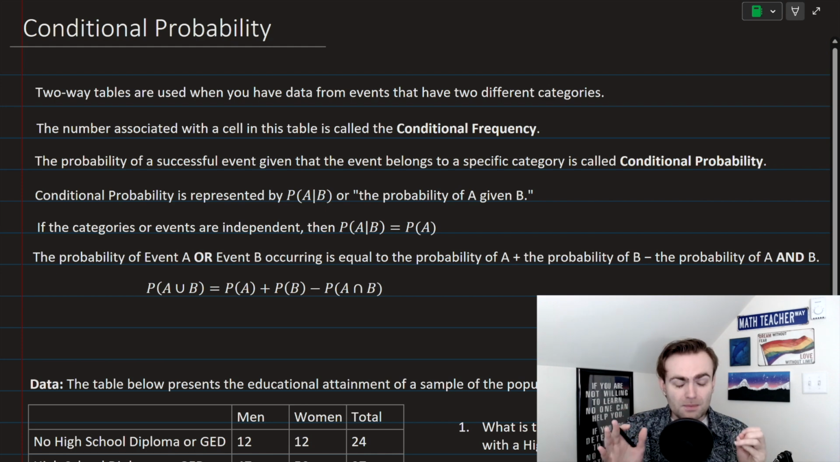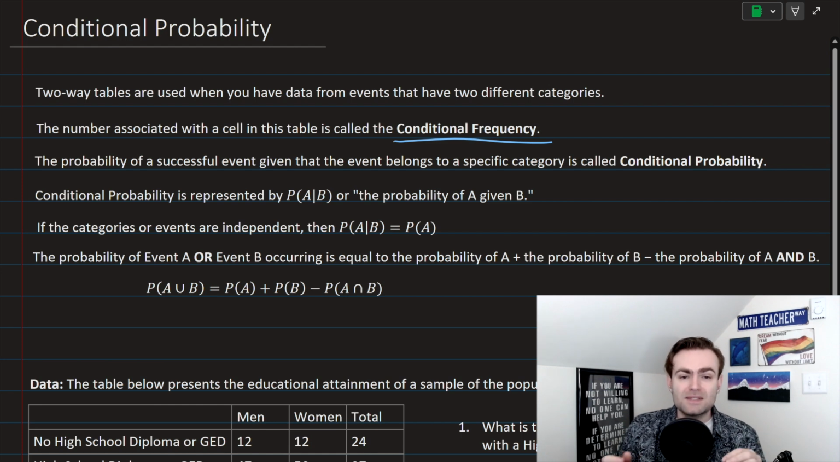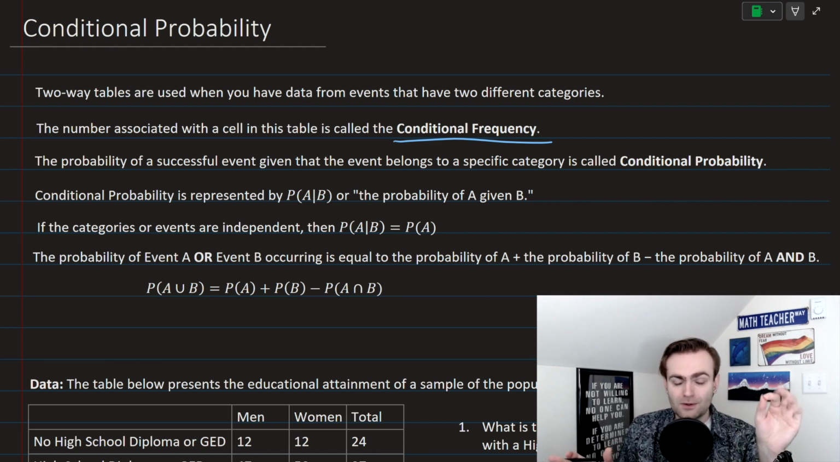So how do we play with conditional probability? Typically, we play with them using two-way tables. In this two-way table, we have some properties. The actual amount listed in a two-way table, the number, is called a conditional frequency. So that's one of our vocab words. If I have one card that is both a jack and a spade, then the conditional frequency of spades that are also jacks is 1. But that would change depending on how I define the categories.